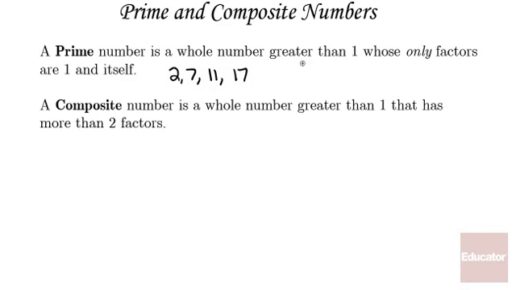If I try to break down, say, 7 into a product of two other numbers, the only thing I could come up with is 1 times 7. I cannot break this down any farther, so it is a prime number.